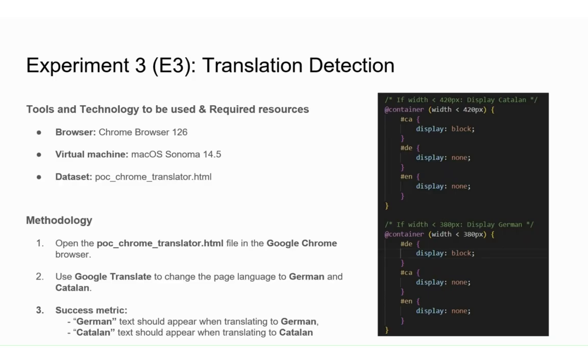The core principle is that different languages have unique glyph rendering widths, which container queries can measure to identify the translation language. Let me explain the tools and resources for this experiment. We use Chrome browser version 126. The environment is macOS Sonoma 14.5 running in a virtual machine. The dataset is a single HTML file, POC Chrome Translator HTML.